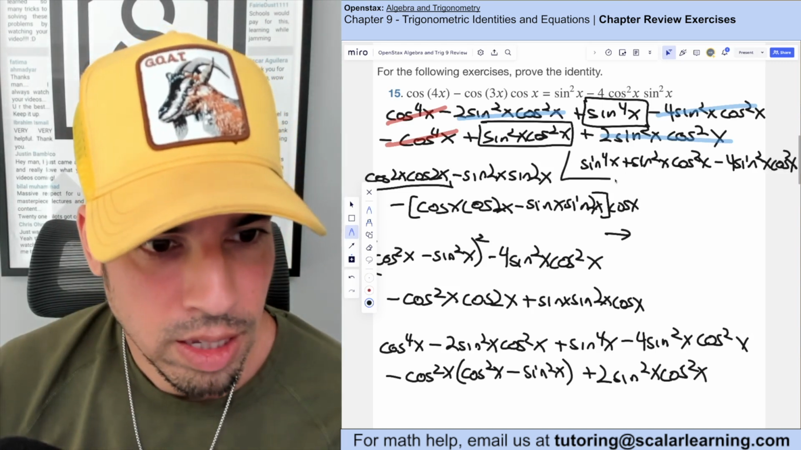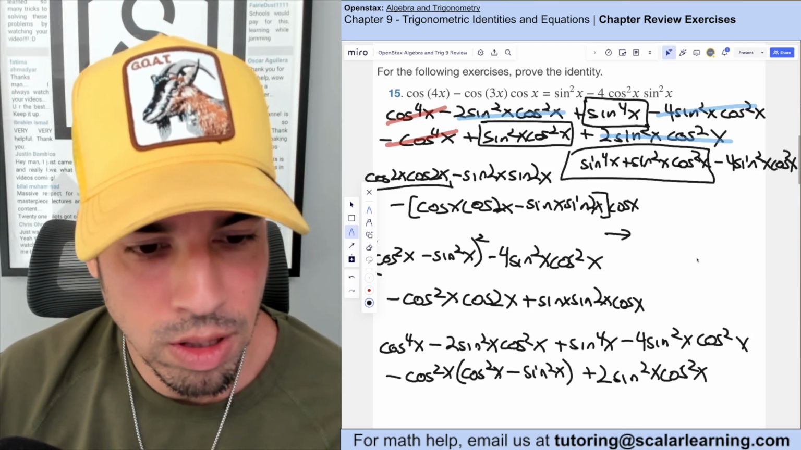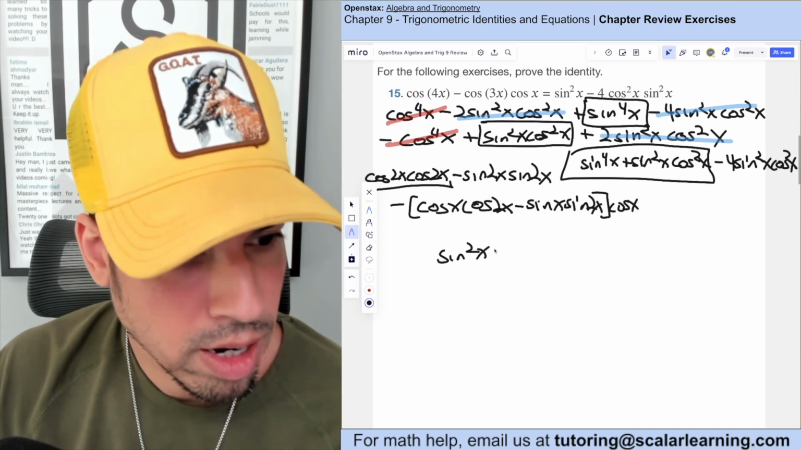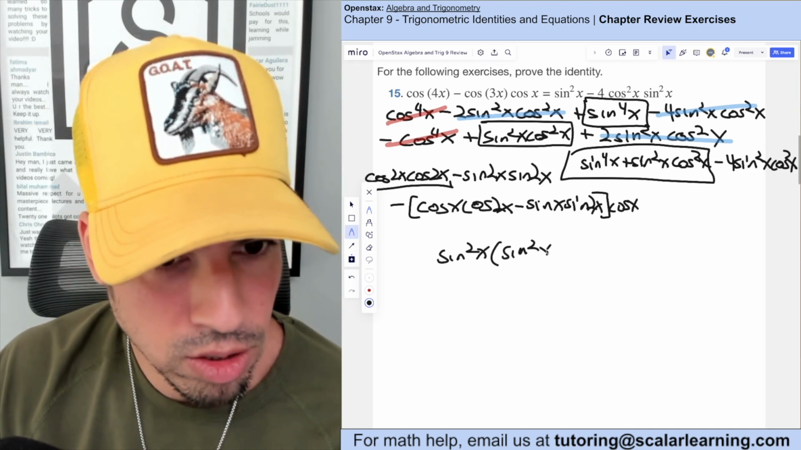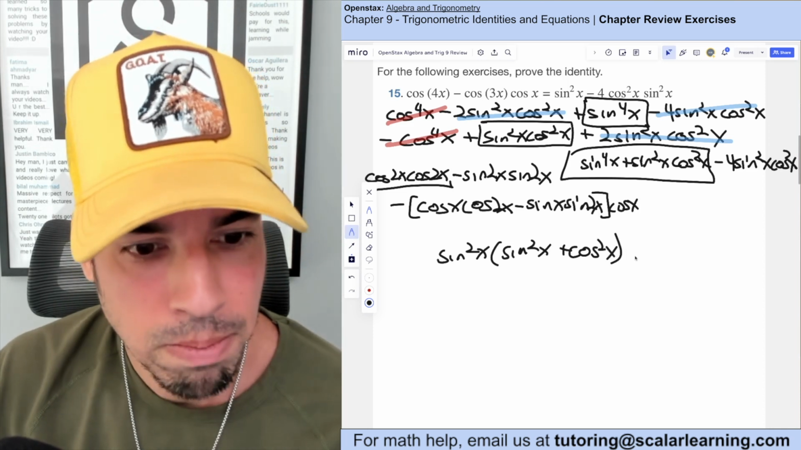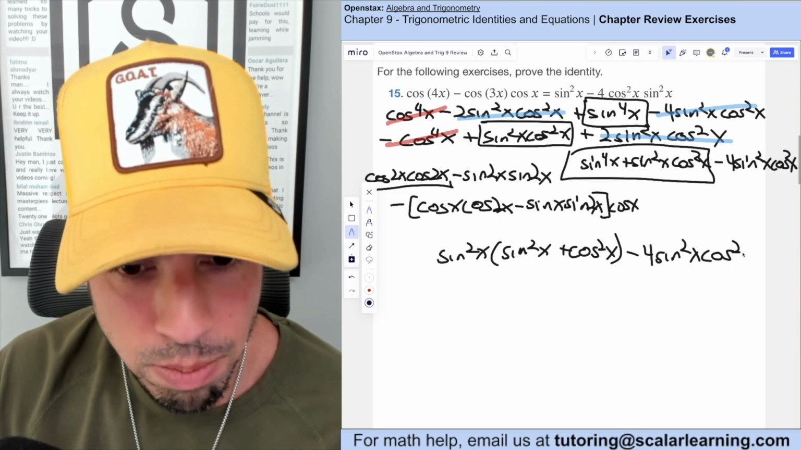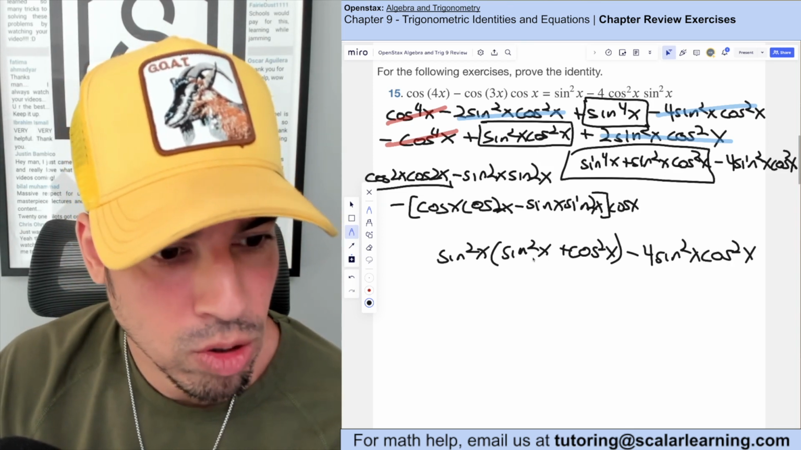Now for these two, I'm going to do a little factoring. I can factor out a sine squared from both of them. So pulling out a sine squared x, I've got another sine squared x, and then just a cosine squared left, like so, and then minus 4 sine squared cosine squared. Now the beauty of all of this, sine squared plus cosine squared is 1.